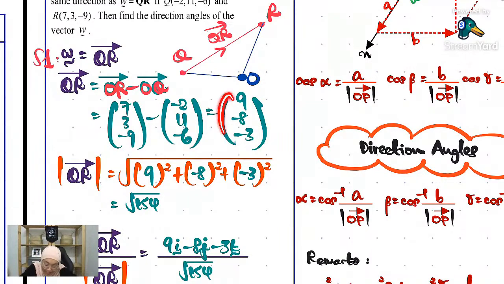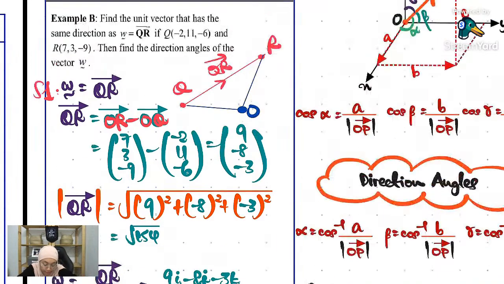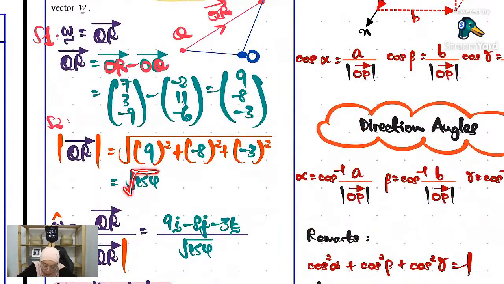Okay, so we got here 9, -8, -3. And then we have to find its magnitude. Why do we have to find its magnitude? Because it asks for the direction cosines. See, it asks from us the direction angles. For direction angles, there must be direction cosines first. So we have no choice. We have to find its magnitude. We got square root of 154.